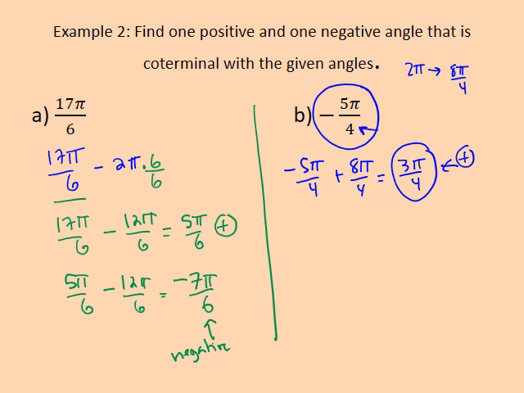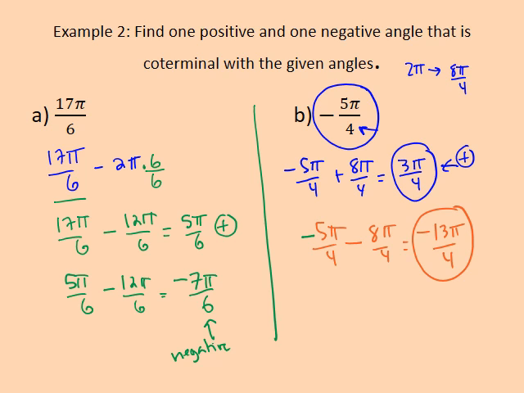Now I need a negative angle. Since adding 2 pi gave me a positive angle, I need to take my original angle, which is negative 5 pi over 4, and subtract 2 pi, which is 8 pi over 4. So my negative coterminal angle is negative 13 pi over 4.